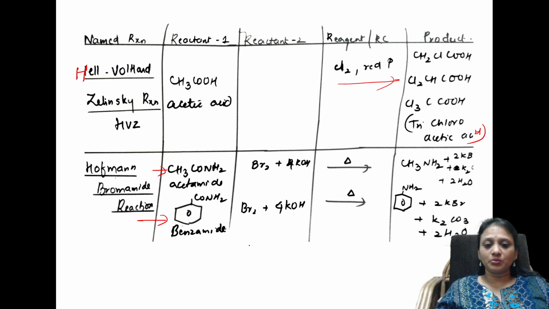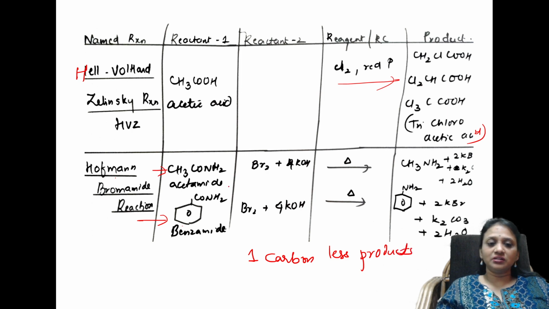In Hoffman bromamide, you'll get products with one carbon less. So here acetamide gives methylamine, one carbon less. Benzamide gives aniline, one carbon less. Got it, students? Yes. So that is how you need to write the whole reaction.